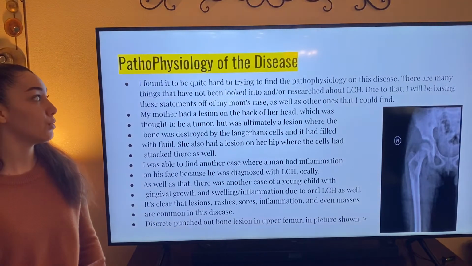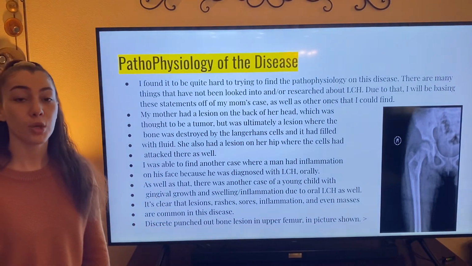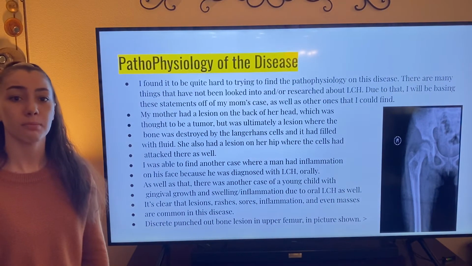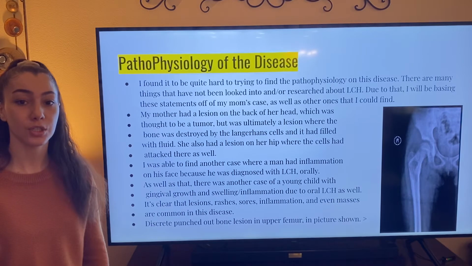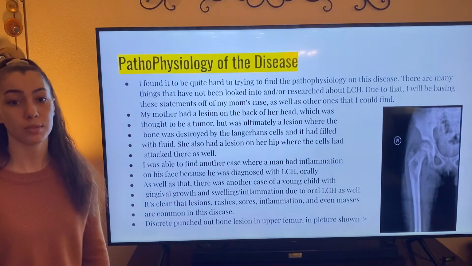Now, moving into the pathophysiology of the disease. I found it to be quite hard trying to find the pathophysiology on this disease. There are many things that have not been looked into and/or researched about LCH. Due to that, I will be basing these statements off of my mom's case as well as other ones that I was able to find.